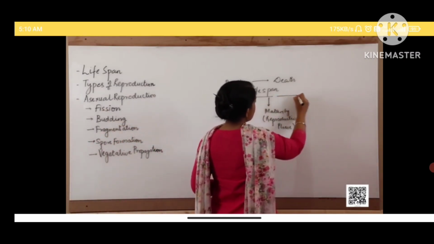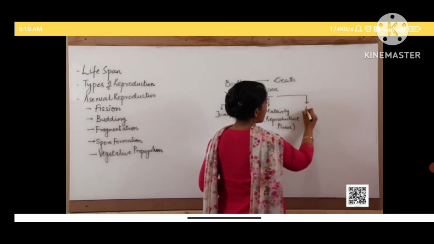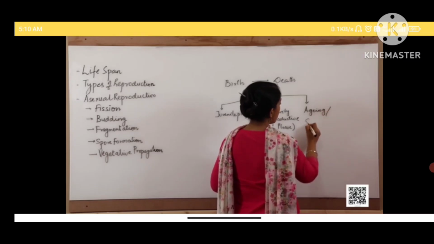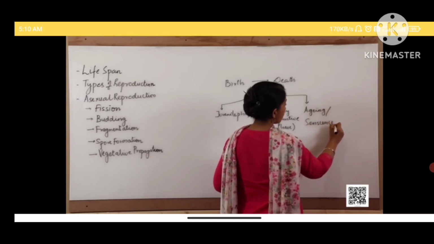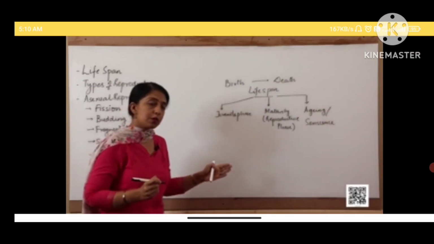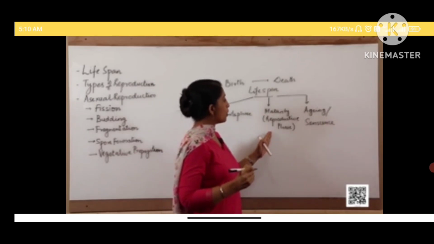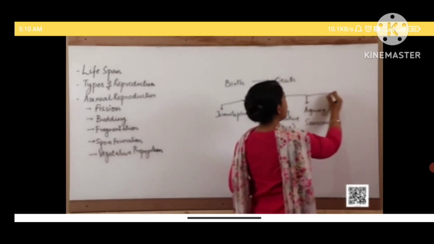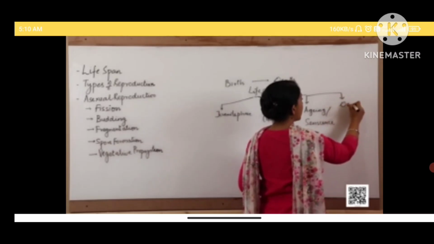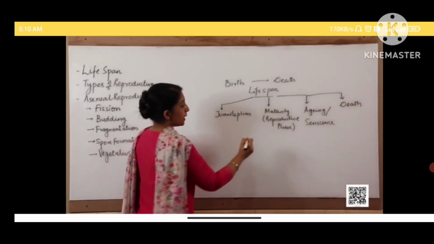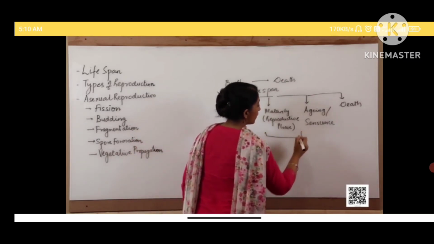Then the next phase is aging, or we also term it senescence. After the organism has reproduced, it undergoes further deterioration and aging, which finally leads to the death of the organism. In this chapter, we will be discussing the reproductive phase.